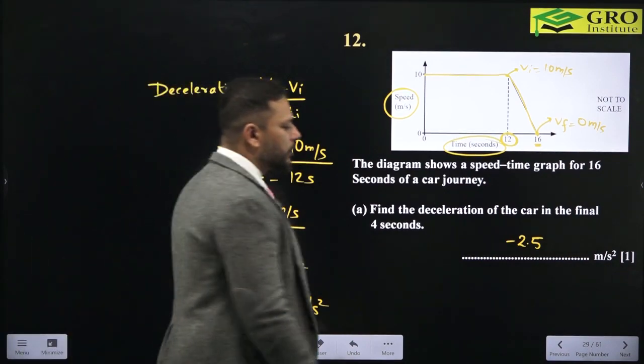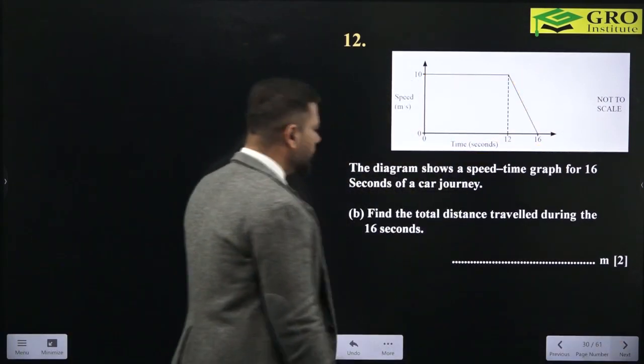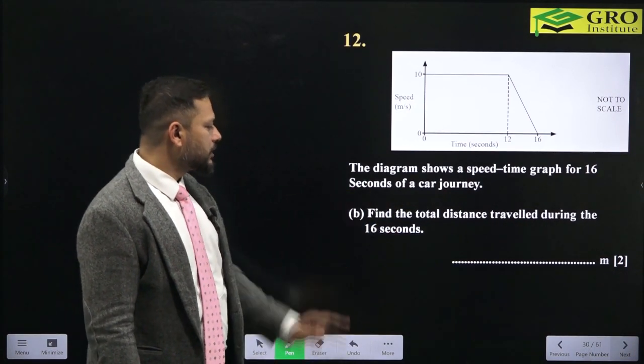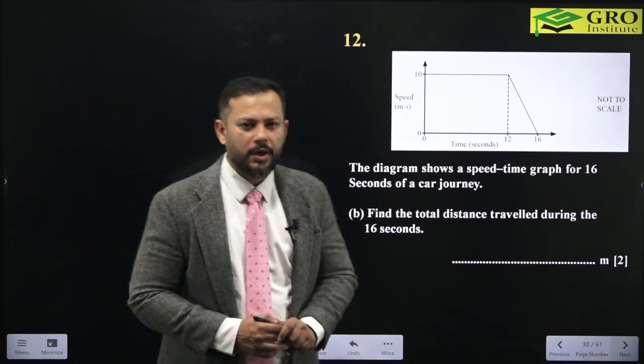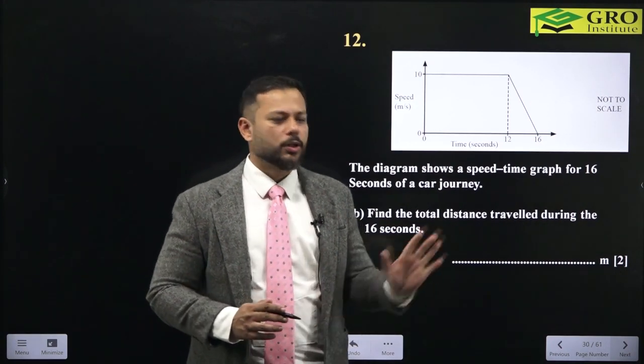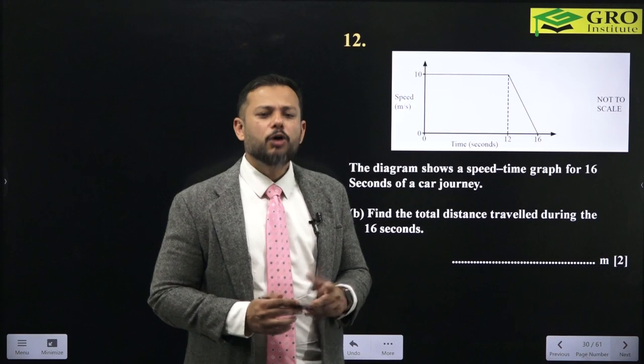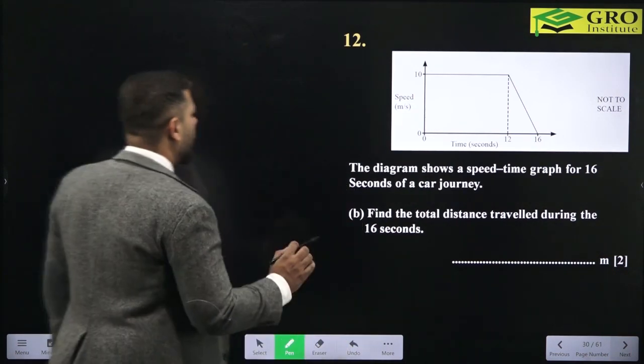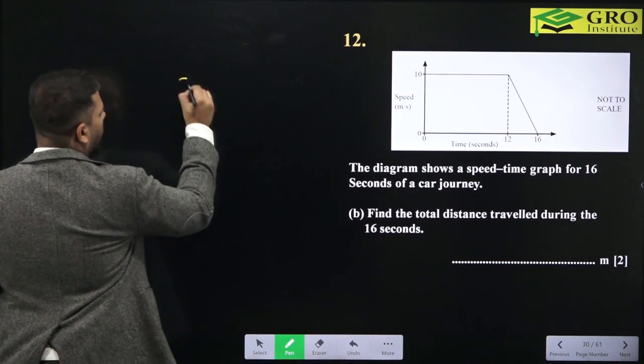Let us move ahead. There is one more part related to this question. Find the total distance traveled during the 16 seconds. Guys, a very important thing. Whenever we talk about a speed-time graph, how do we get the distance? If we talk about the basic formula, what is the basic formula?